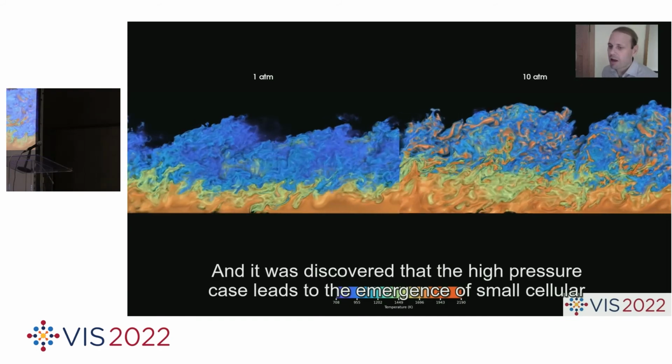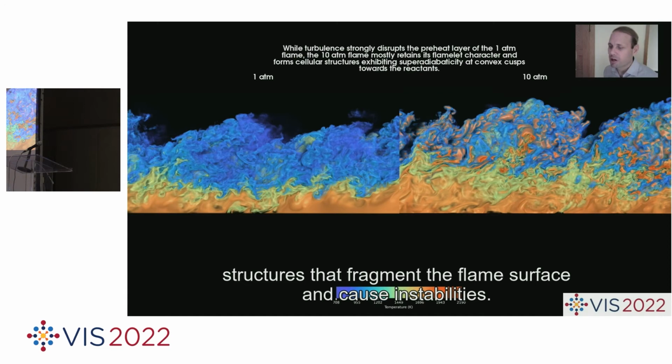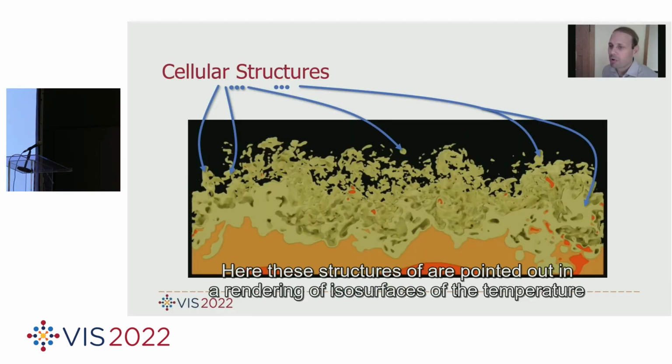And it was discovered that the high-pressure case leads to the emergence of small cellular structures that fragment the flame surface and cause instabilities. Here these structures are pointed out in a rendering of isosurfaces in the temperature field.